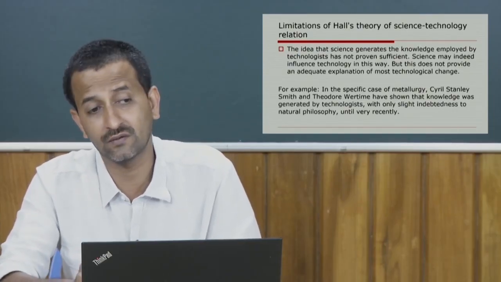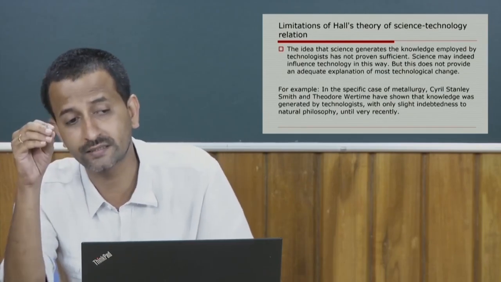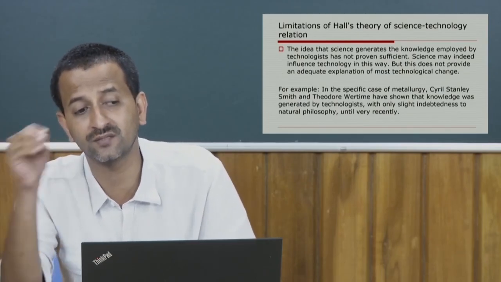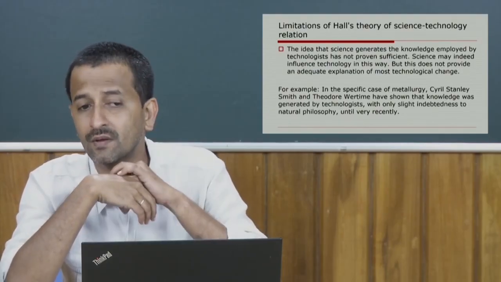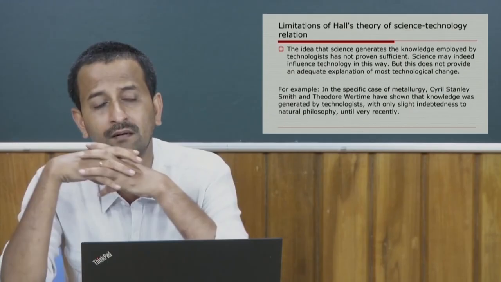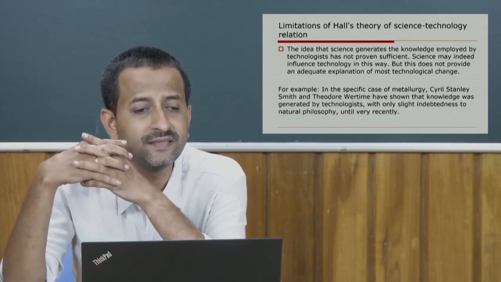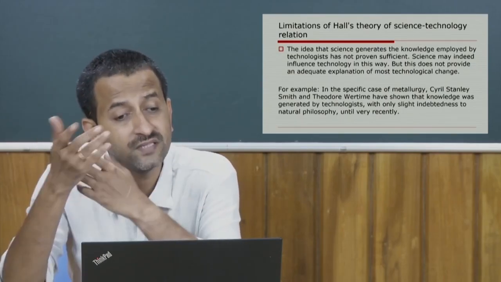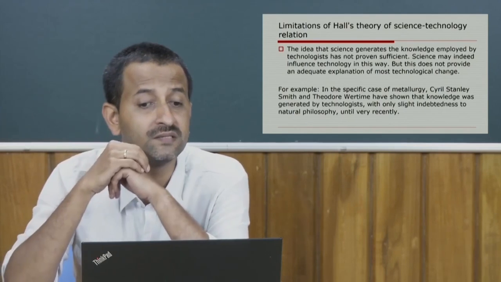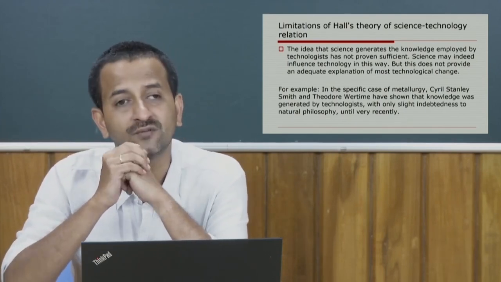That is the limitation of Hall's theory of science-technology relations: the idea that science generates the knowledge employed by technologists has not proven sufficient. People may think that this is necessary, but science may indeed influence technology in this way or maybe in a different way, but this does not provide an adequate explanation of most technological change.